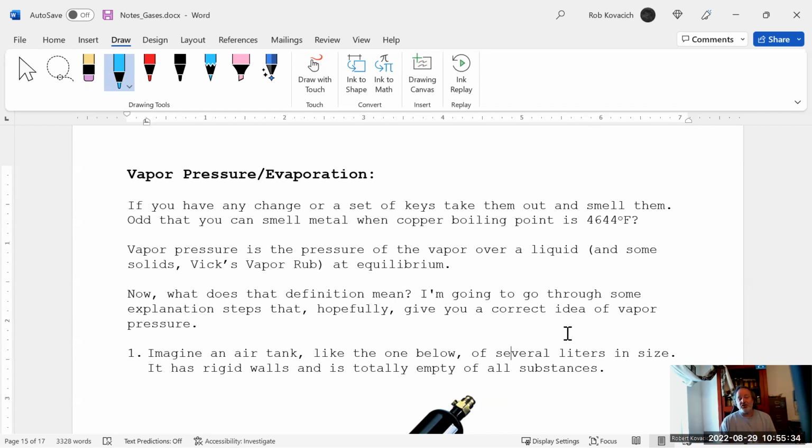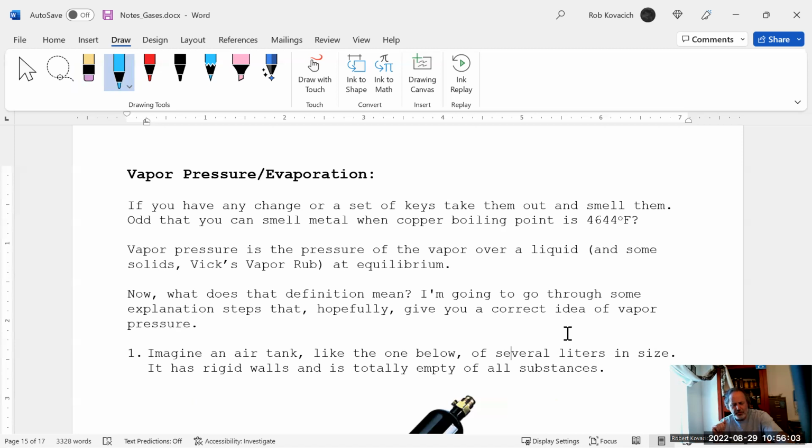Everything has a vapor pressure, even solids. So you can take your keys and sniff them, and there's definitely metal going up into your nose. Granted, it's very, very little metal, but it definitely will. You can grab a piece of paper, and I can smell something on that piece of paper. You can grab the back of my phone here, and I can definitely smell plastic. That means that stuff is coming up into my nose. That means that it has a vapor pressure. So everything has a vapor pressure.